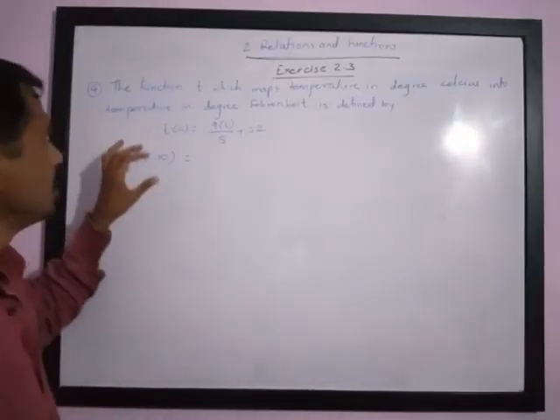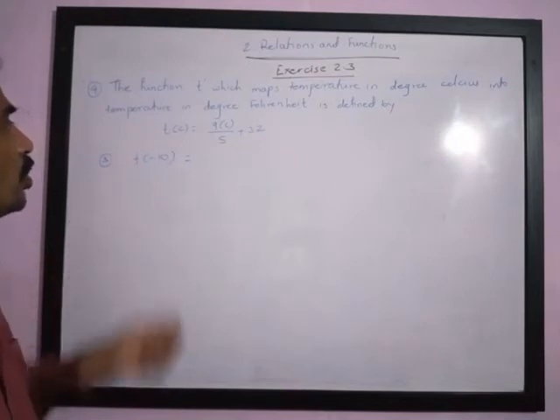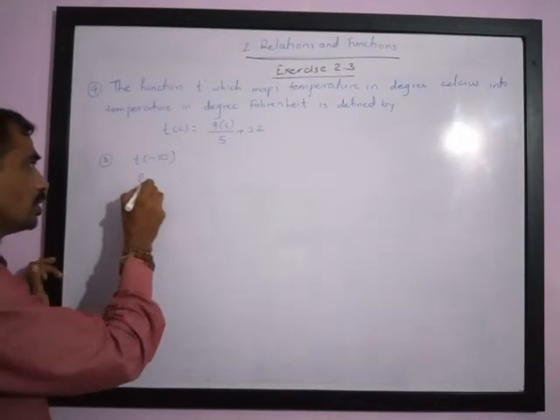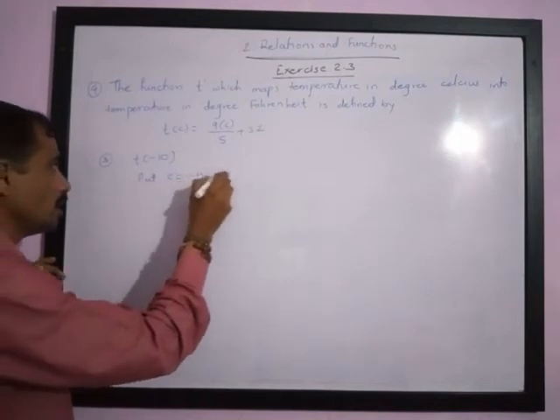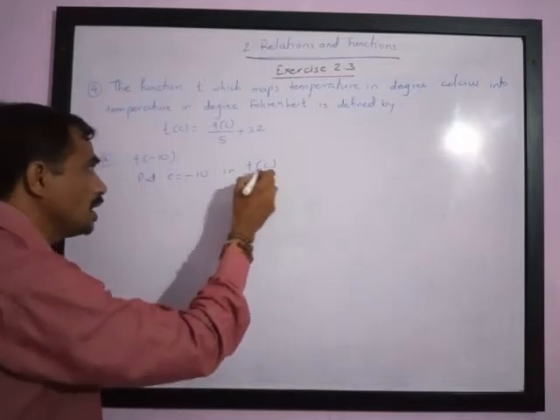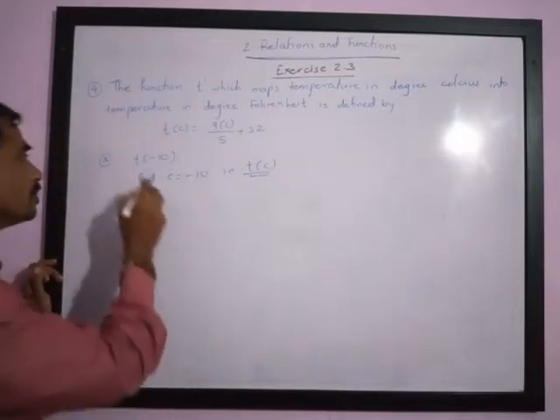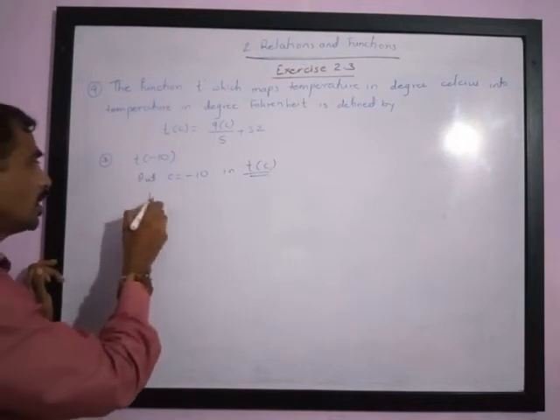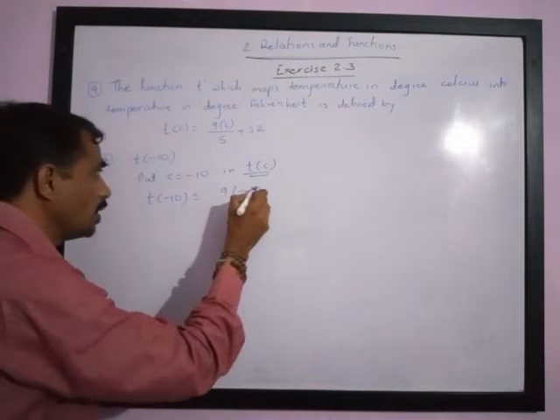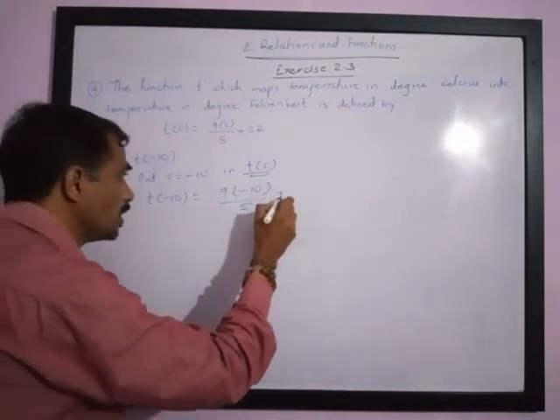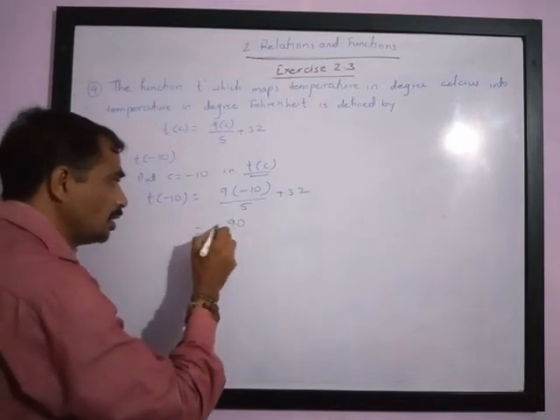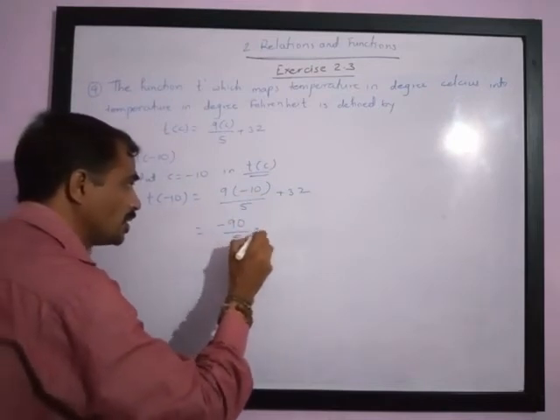Next, let us find the temperature in Fahrenheit corresponding to negative 10 degree Celsius. So put C is equal to negative 10. We will get in T of C, that is, function is written in the form of T. So here we will get T of negative 10 is equal to 9 multiplied by negative 10 upon 5 plus 32. So this is equal to 9 tens are 90, negative 90 upon 5 plus 32.